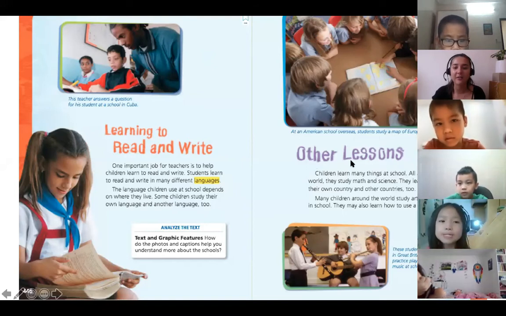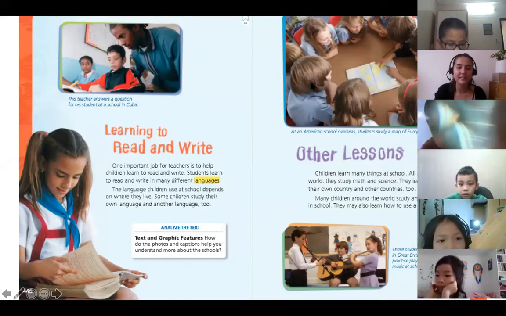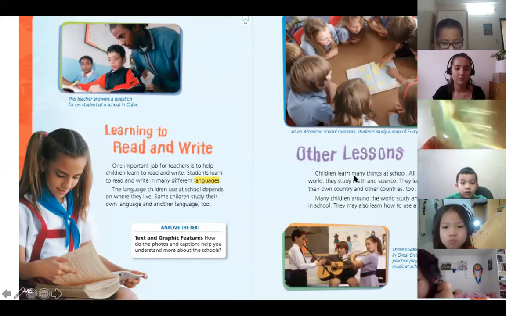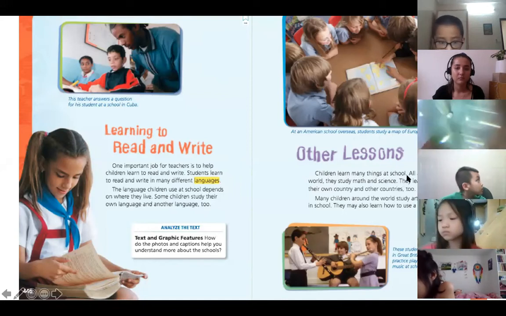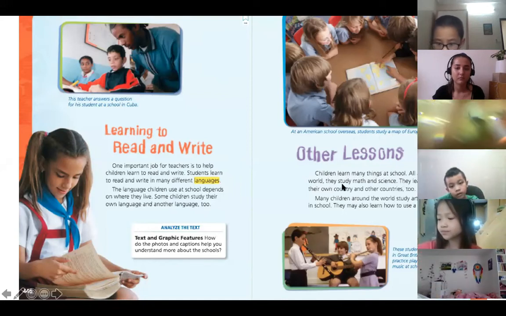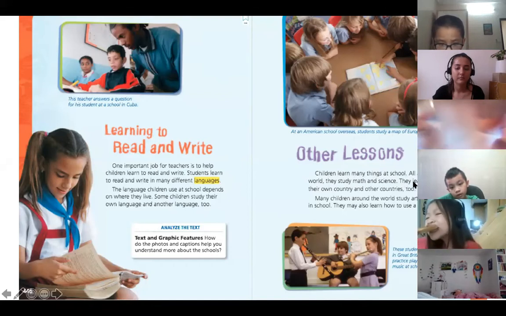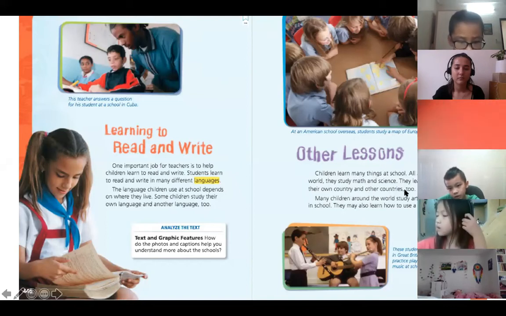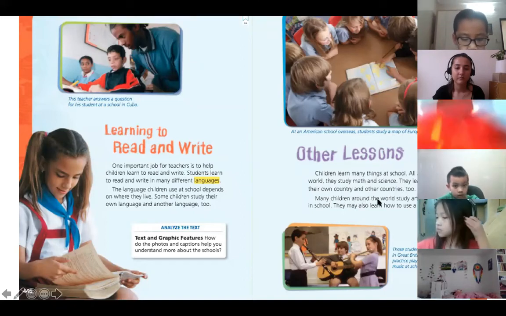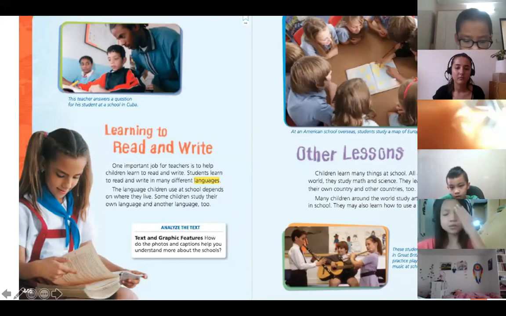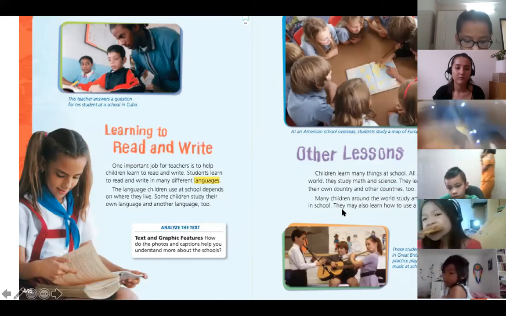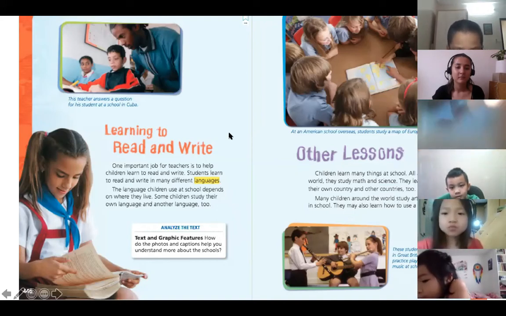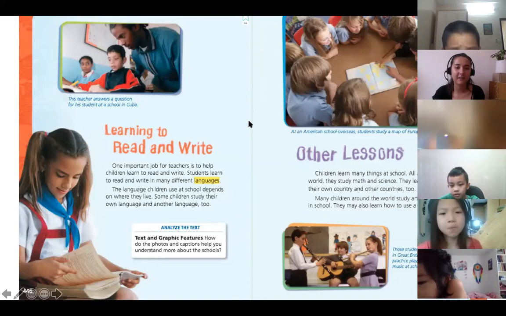This says other lessons. Can you read for me, please, Vanchi? Other lessons. Children learn many things at school all around the world. They study math and science. They learn about their own countries and other countries too. Many children around the world study art and music in school. They may also learn how to use a computer. Very good. Well done. Lovely reading.